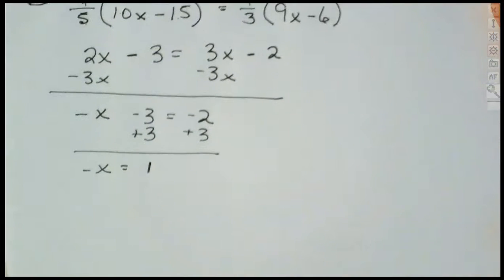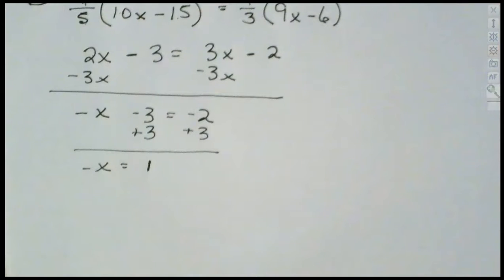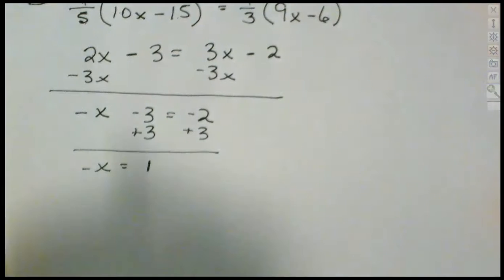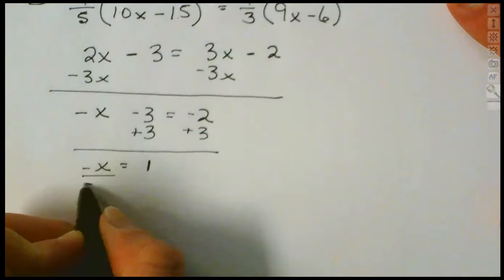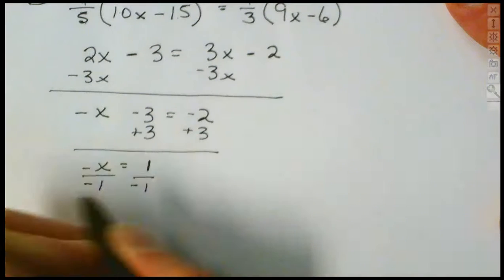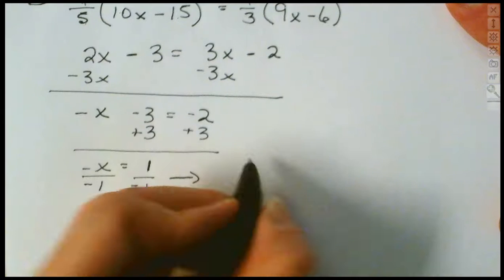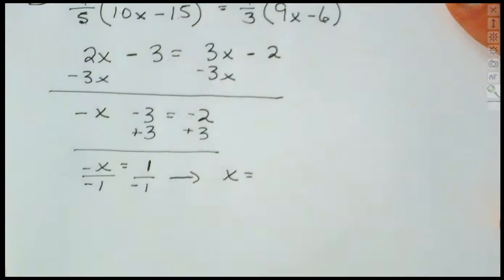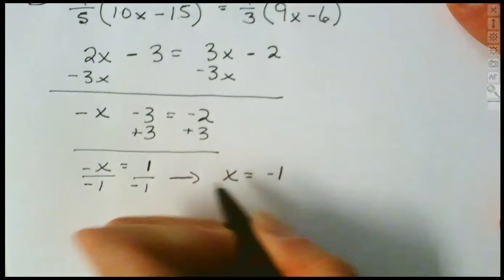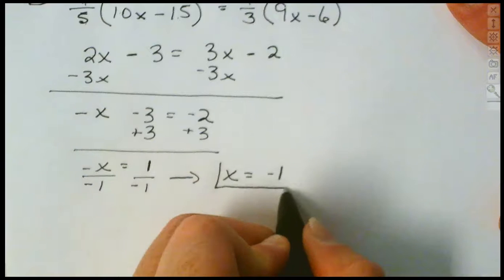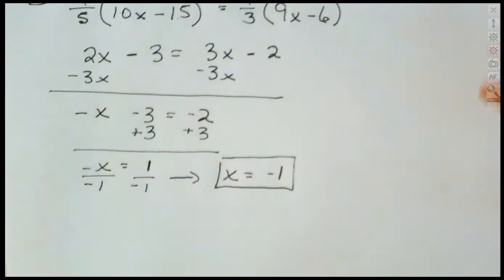And how do we finish it from here? Well, can we have a negative x? Nope. What do we want? We want a positive x. So how do we get rid of the negative in front? We divide by a negative 1. And so then what's my final answer? Well, my final answer is x equals negative 1.